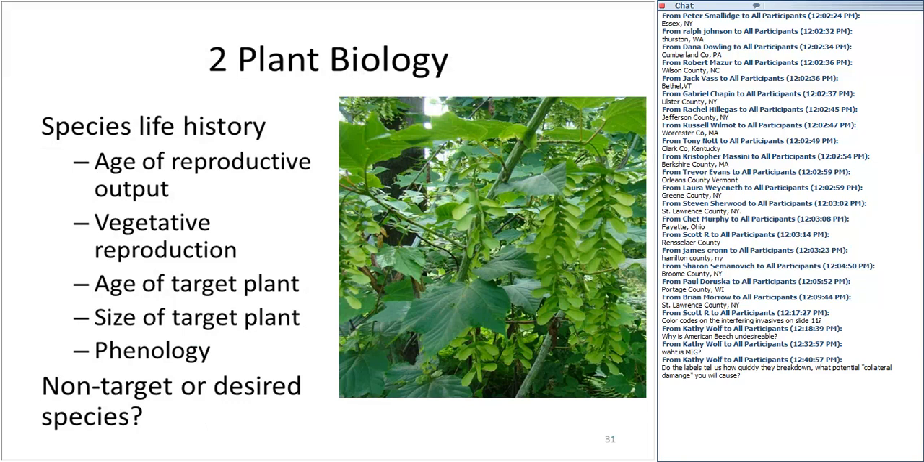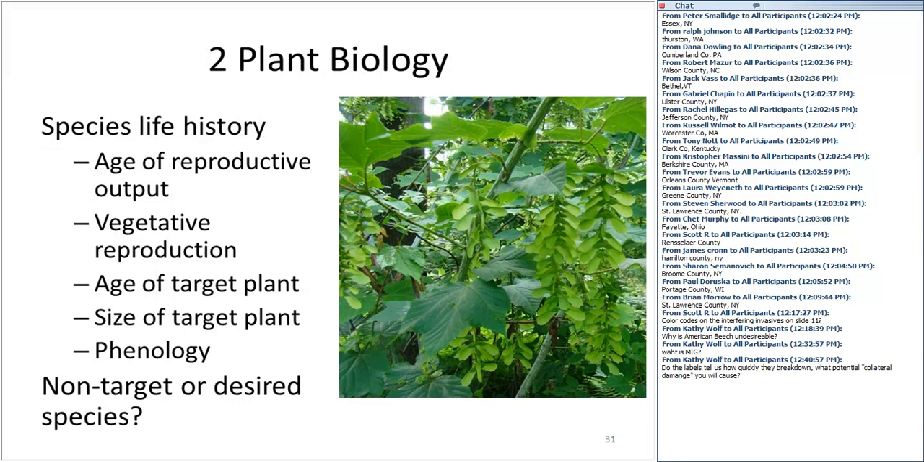A second consideration is the biology of the plant. So you look at the species life history. You see pictured striped maple. Striped maple is a native species. It's kind of pretty, but it has an ability to produce large quantities of seed. It has the ability to flip from a male plant to a female plant under stress to pump out large numbers of seeds. It'll sprout vegetatively from the stump. It'll form a seedling bank. It does not form a seed bank.